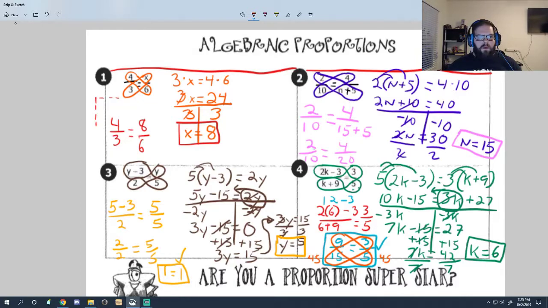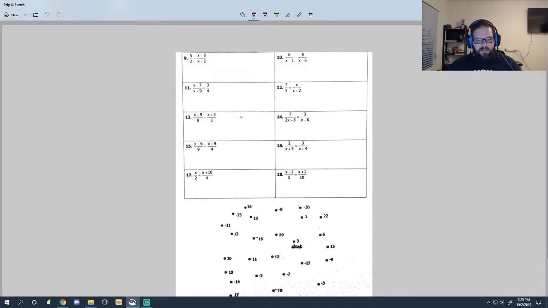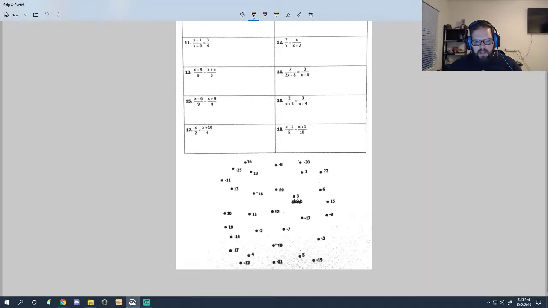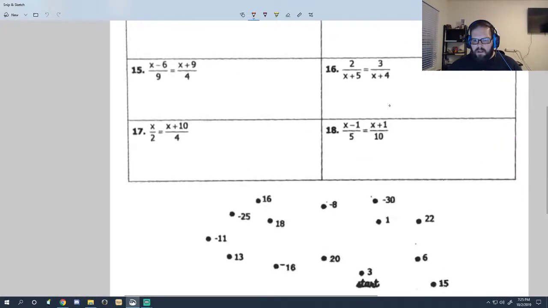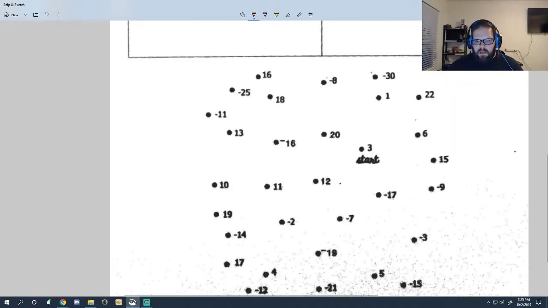All right. Now, I want to talk about the back before you guys get started. So if I open up my file to this here, this is the back of your page. Now, this says start and 3. Let me make this a little bigger for you. So this right here is going to be the answer to number 1. It's going to be 3. The answer to number 2 is going to be one of any of these numbers.